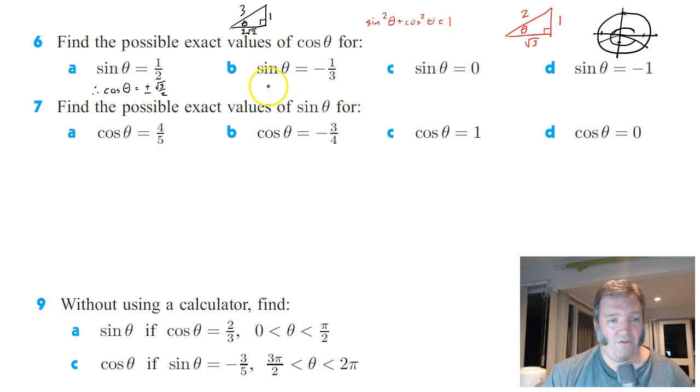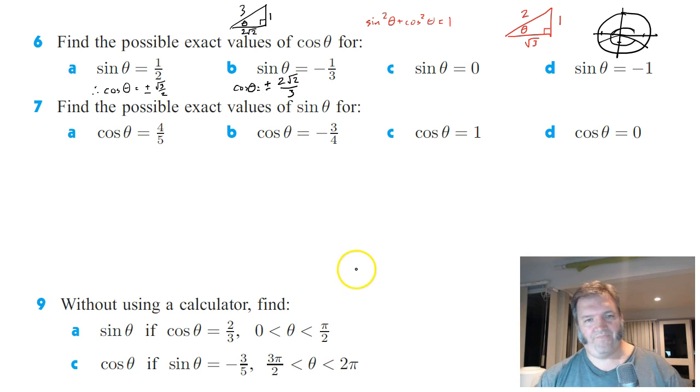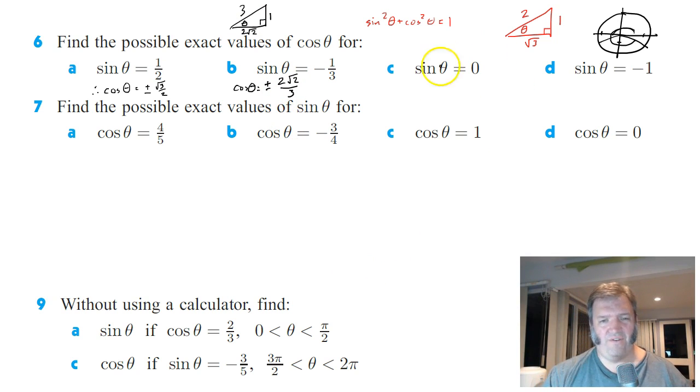And when I do cosine for this one, so cosine theta equals positive or negative, and I have adjacent divided by hypotenuse, 2√2/3. I'll do a couple more because these ones are actually slightly different. The sine of theta equals 0. Can't draw a triangle for that.